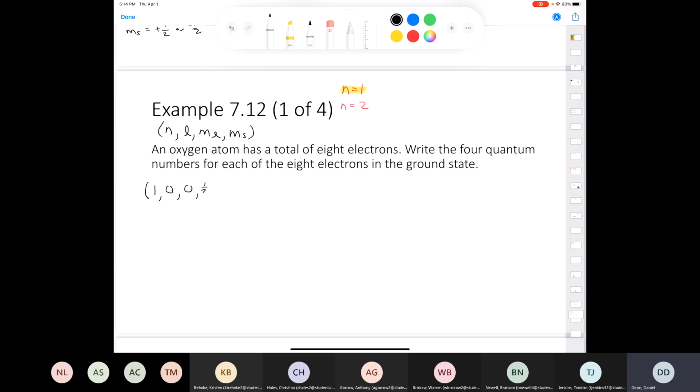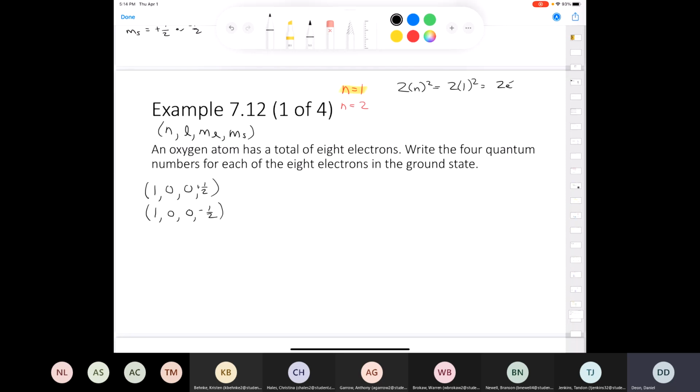Well, I can have plus a half, and I could also have the same n, L, and ml, and have minus a half. Now remember, the maximum number of electrons I can have when n is equal to 1 is 2 times n squared, which is 2 times 1 squared, which is 2 times 1, which equals 2 electrons. These 2 represent a total of 2 electrons. So that means I'm done with n is equal to 1. Now I have to move on to n is equal to 2. Let's do that. Let's start like this.